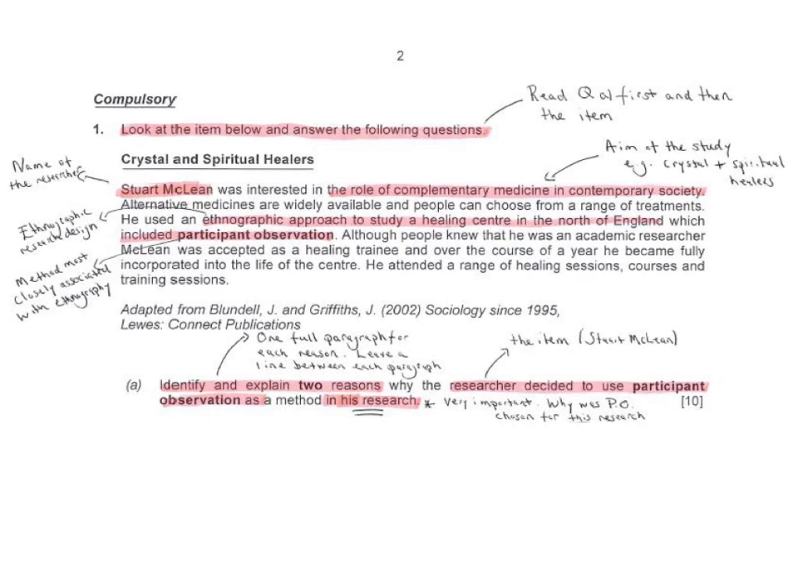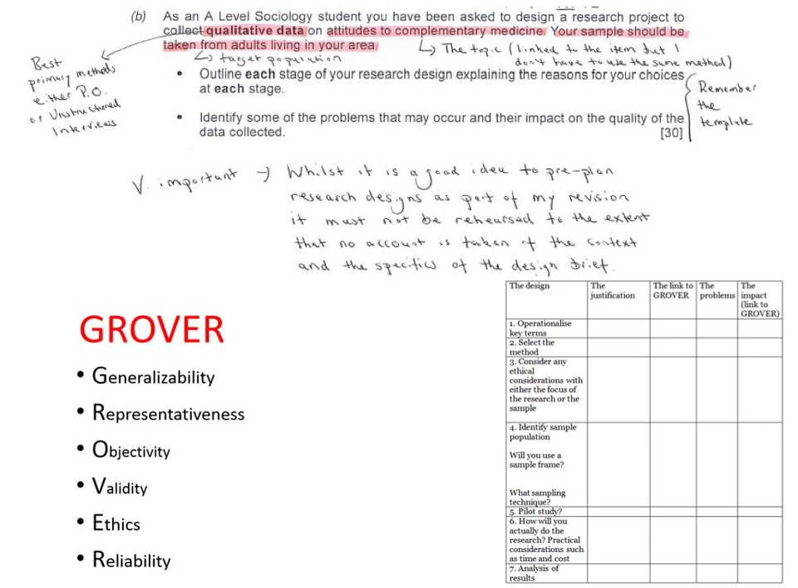The 30-mark question is the one that's going to ask you to design a research project, and it's going to ask you to outline each stage of the research design, explaining the reasons for your choices at each stage, and then also to identify some of the problems that may occur and the impact that these problems would have on the quality of the data collected.